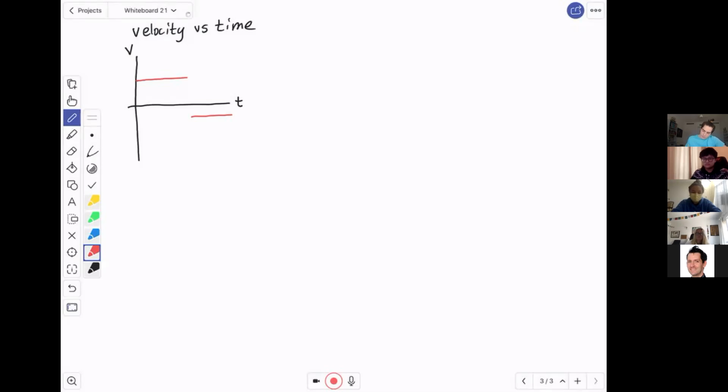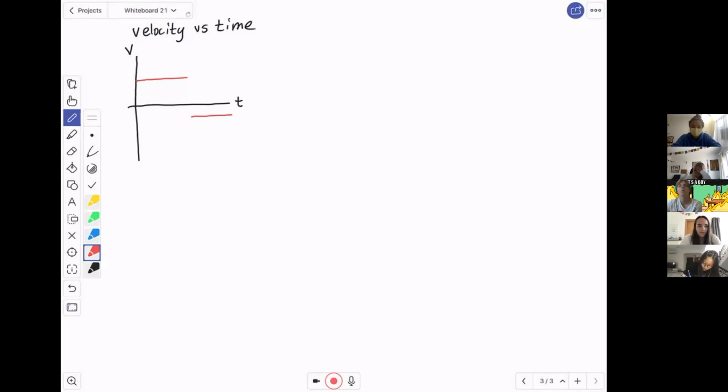Waiting for everybody to come on back. Neve, can I get you to share what you guys decided is happening here? We said that the first one is constant positive velocity and the second one is constant negative velocity. Okay, what does that mean?